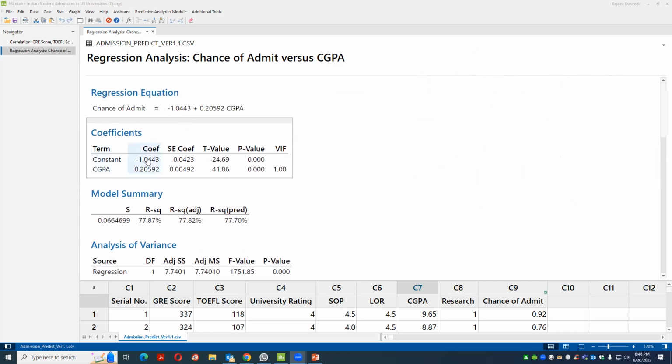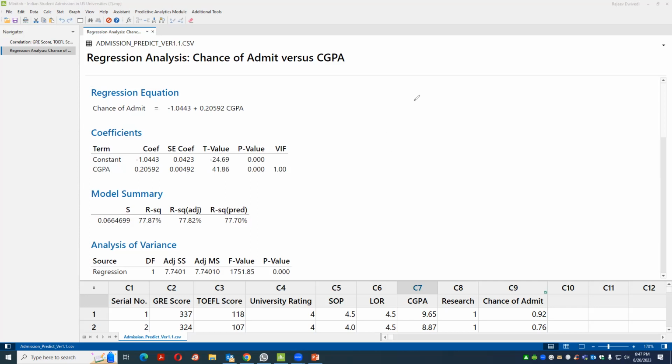Now the constant is minus 1.043, and the GPA slope is 2 point something. The question is whether these constants are useful.